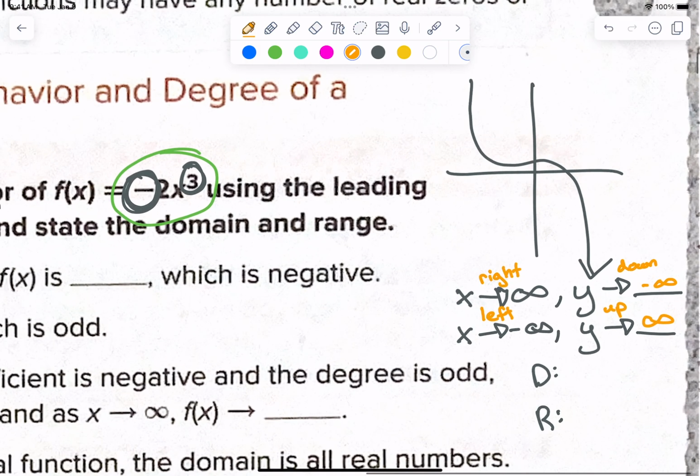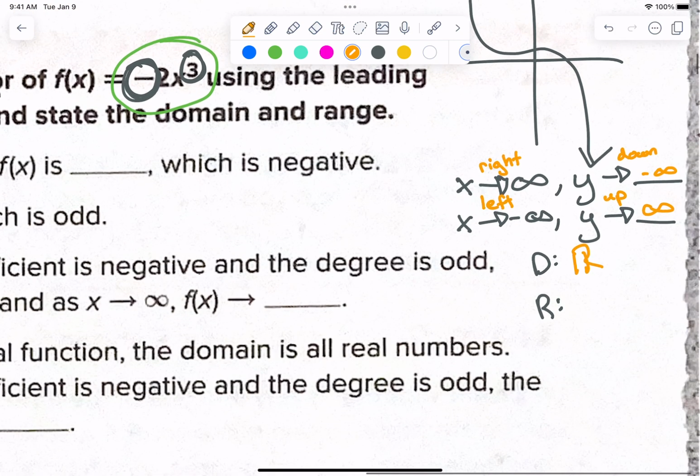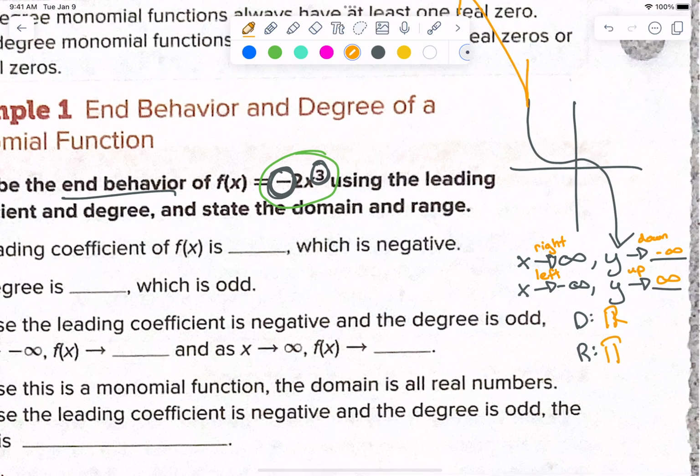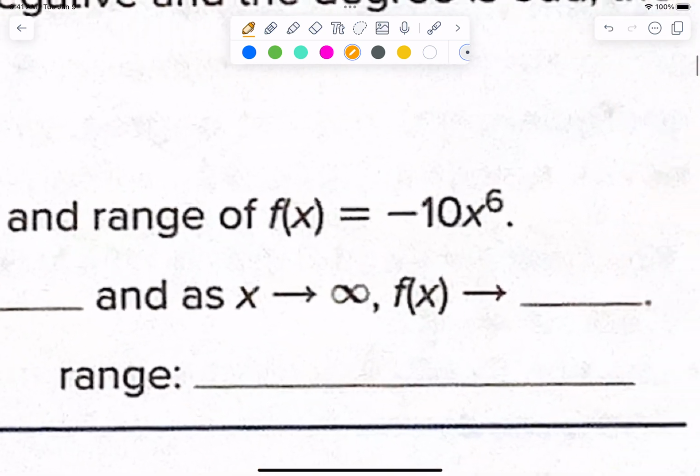Okay. Domain, left and right, he will go all reals. It kind of looks like he's going just straight up from here, but he will eventually go up and out as he goes, right? Okay, so all reals. Range, up and down: all reals. Got it? Yeah, that one's not too bad. Okay? Good, good. Let's do the check one really quick.